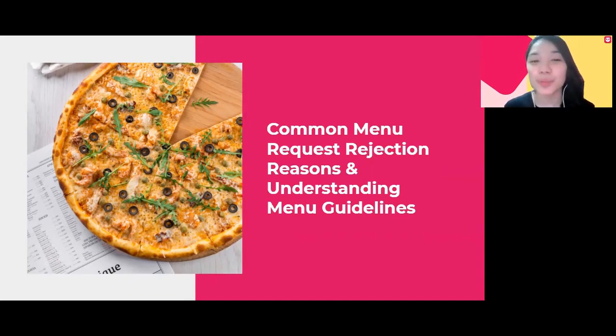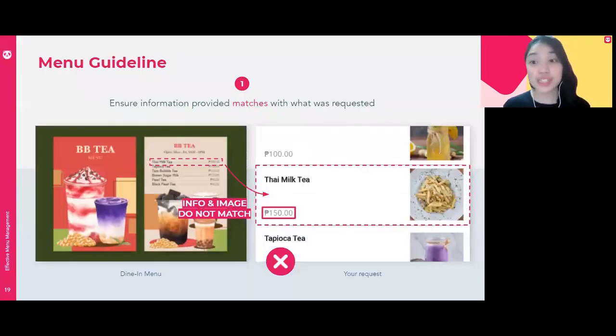Now, let's review the common menu request rejection reasons and, of course, how to understand menu guidelines. First, menu guideline. Ensure information provided matches with what was requested. So, ano yung nire-request and ano yung sinasabi natin kailangan mag-match. That is your dine-in menu. Yung dine-in menu, as shown by Yi-An, yun yung reference to the price that you have or changed in your menu. So make sure na accurate siya.